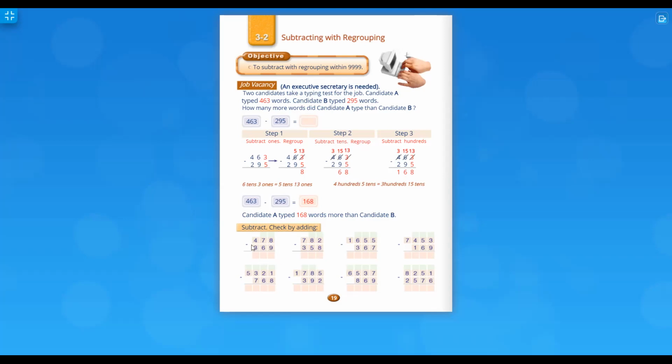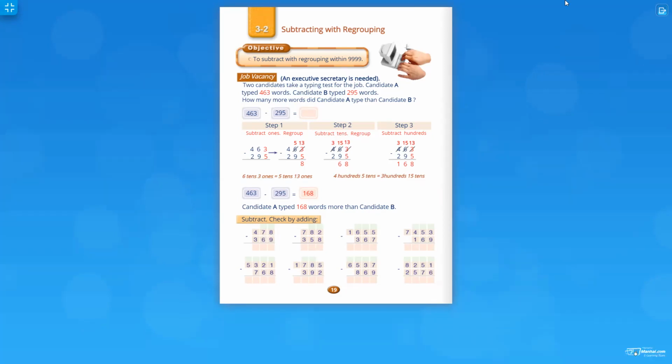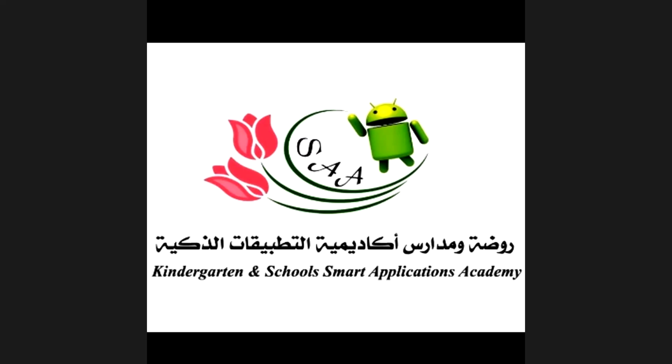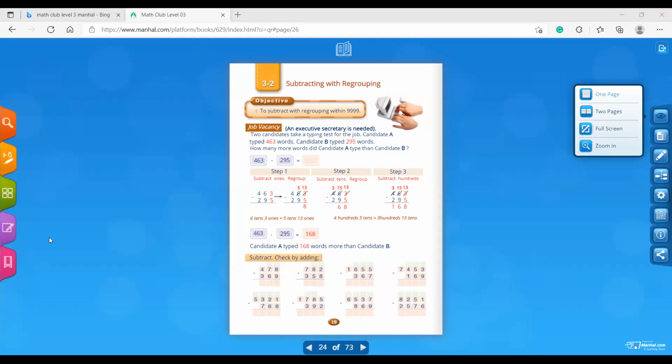Now let's subtract together. We have here in the example 478 minus 369. We have to subtract 9 from 8. Can we do that? No, we can't, because the 9 is greater than the 8. So we will have to go and ask for help from the next digit. The 7 will give us 1 from its value and give it to number 8. So the 7 will become 6, and the 8 will become 18.